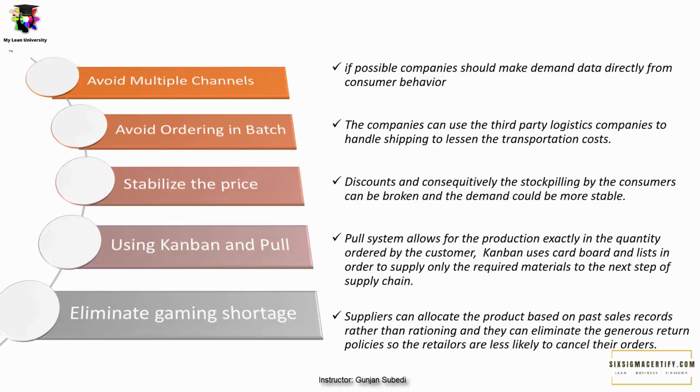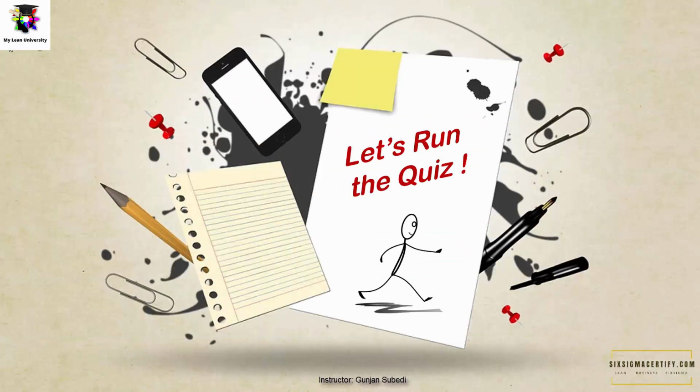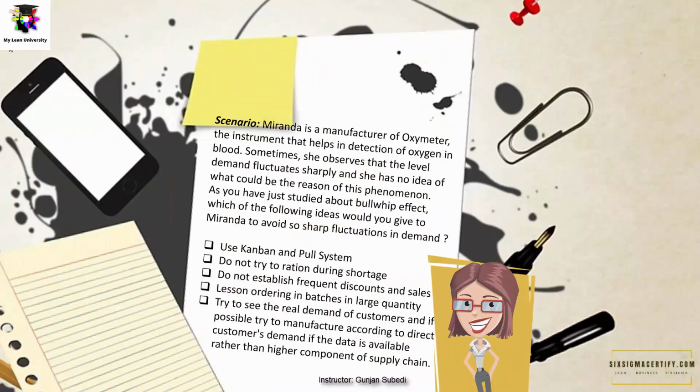Having said so, we have reached our usual section. Let's run the quiz. Miranda is a manufacturer of oximeters. An oximeter is the instrument that helps in detection of the oxygen in blood. Sometimes she observes that the level of the demand fluctuates sharply and she has no idea of what could be the reason of this phenomenon.